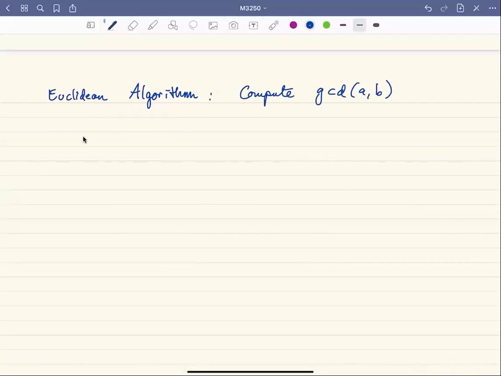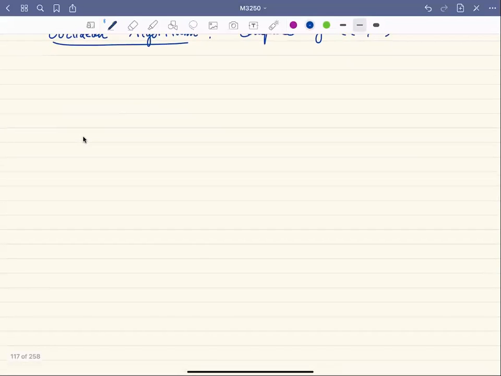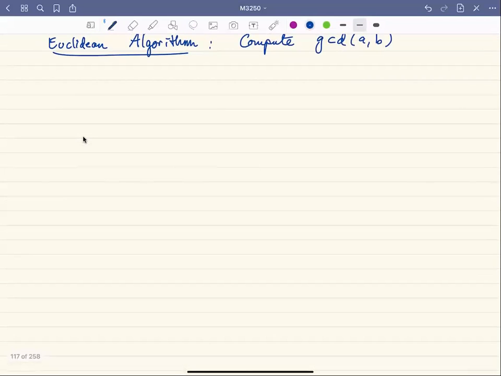So we're going to start with two integers a and b, and we're going to use this algorithm over and over. Before we can actually describe the algorithm, I want to explain how it works via a proposition. And the proposition is the following. Suppose I have two integers a and b, and suppose that a is equal to bq plus r.